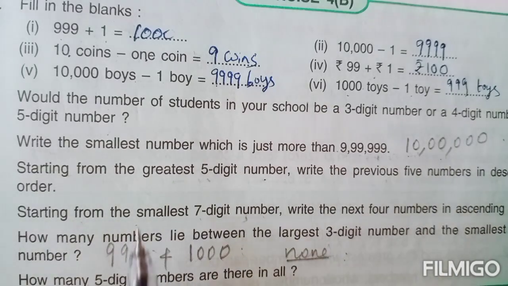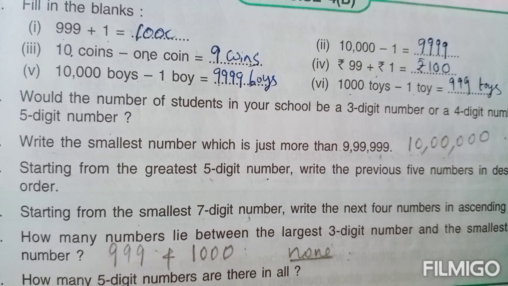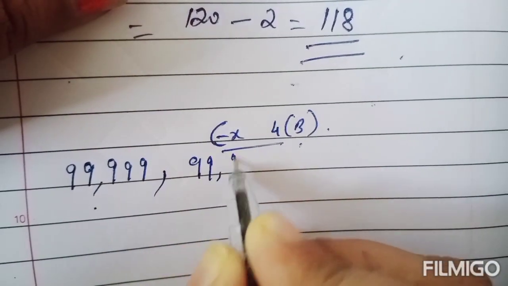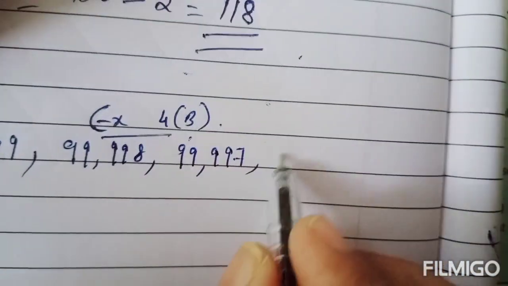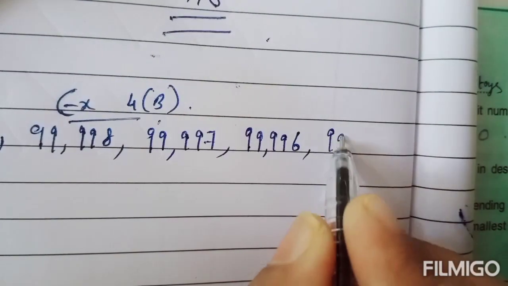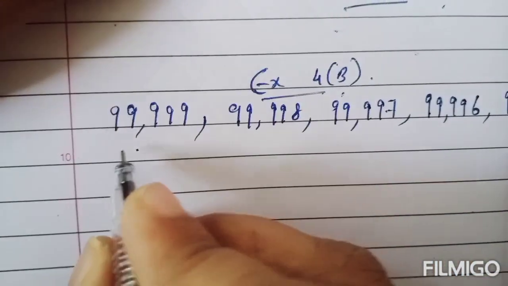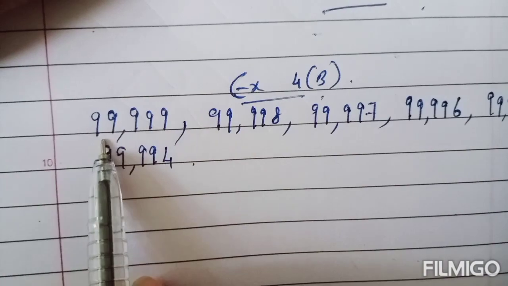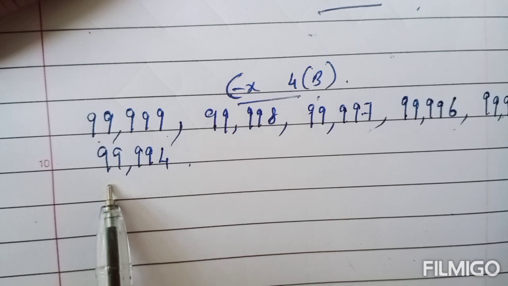Starting from 99,999, 5 numbers you have to write in descending order. So before this number, what number will come? 99,998, then 99,997, then 99,996, then 99,995. 1, 2, 3, 4 only. Now fifth number, it will be 99,994. Okay, so starting from 99,999, we wrote 5 numbers in descending order.